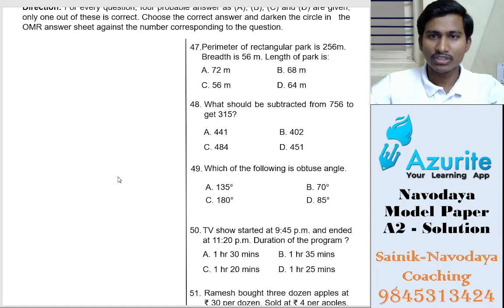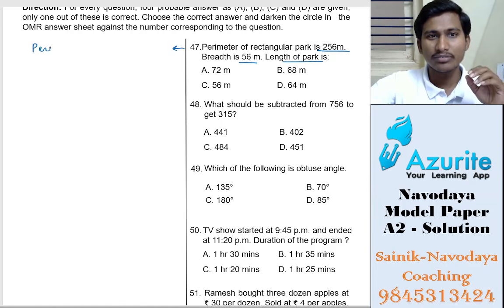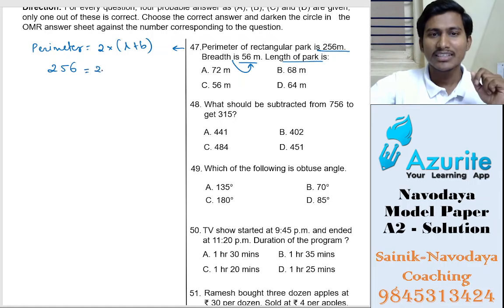So what is the 47th question here? The perimeter of a rectangular park is 256 meter. Breadth is 56 meter. Find the length of the park, they have given. So we know how to find the perimeter of a rectangle. Perimeter we find by 2 times length plus breadth. Here breadth is given as 56. Perimeter is how much? 256 here, right?